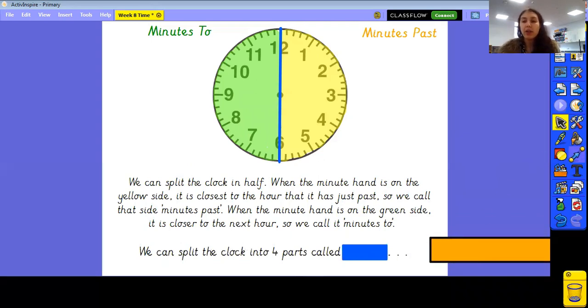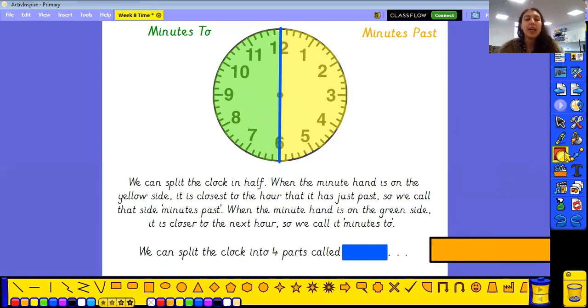So now we split our clock in half, we can also split the clock into 4 parts. Now have a think back to last week when we learned about fractions. What do we call it when we split something into 4 parts?